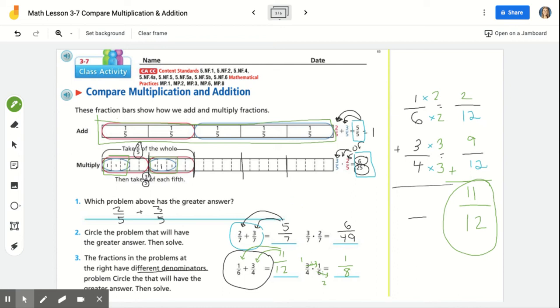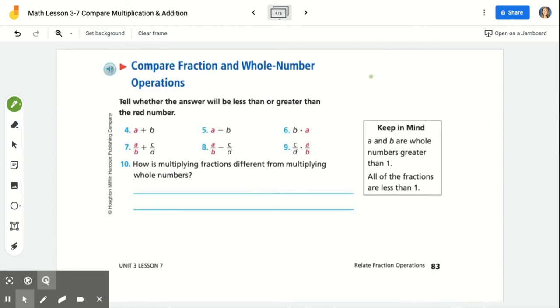Okay, let's keep going. The next heading on page 83 is compare fraction and whole number operations. And then the directions say, tell whether the answer will be less than or greater than the red number. So box those directions with me, or we can underline them. We're going to be writing less than or greater than the red number. So we're predicting what the answer will be in relation to the red number.